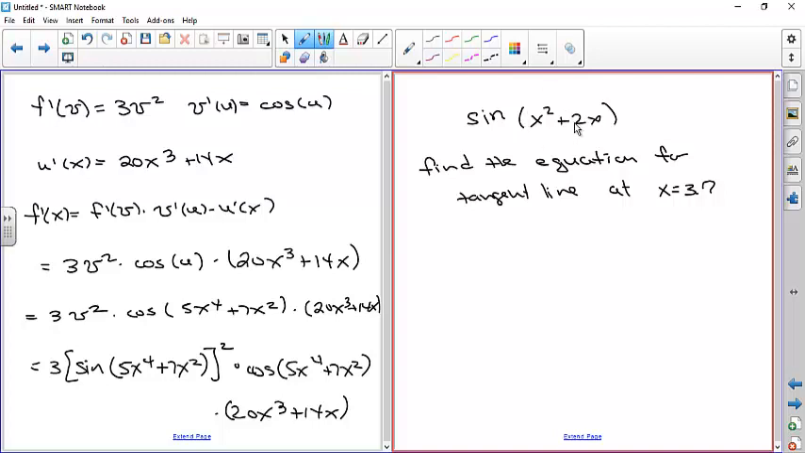So this is a composite function. What we would do, this would be f of x. F of x equals the sine of x squared plus 2x. So to do this, we need to use the chain rule. What we do is f of u is the sine of u, and u of x equals x squared plus 2x. And then you take the derivative of each part.